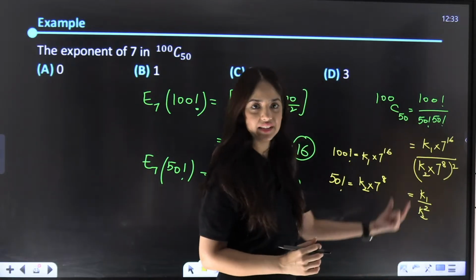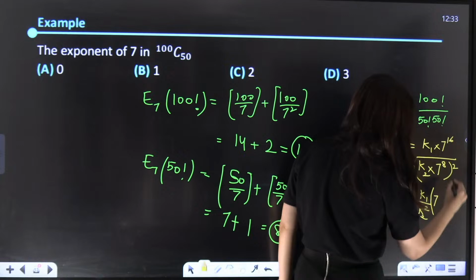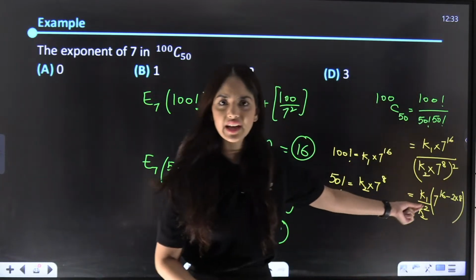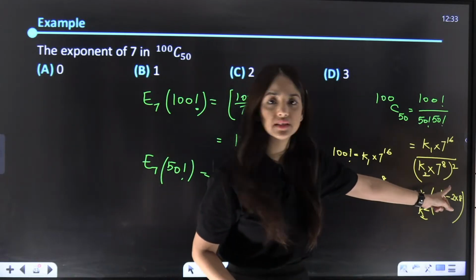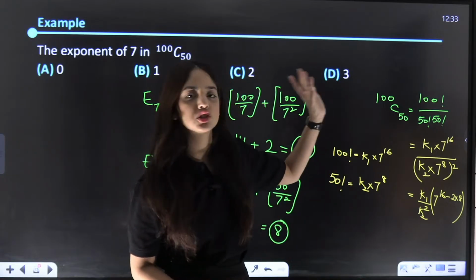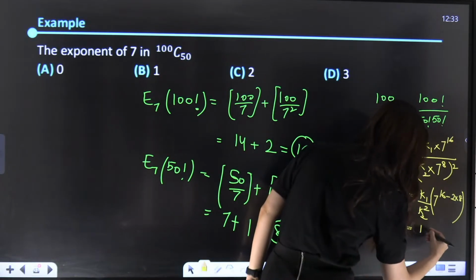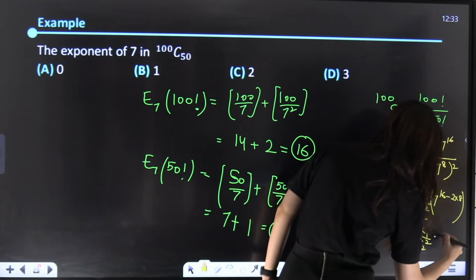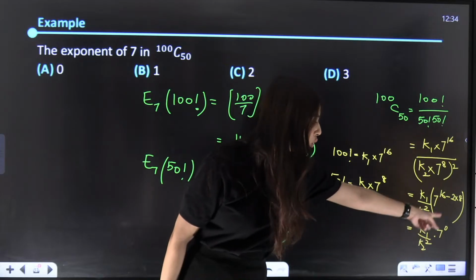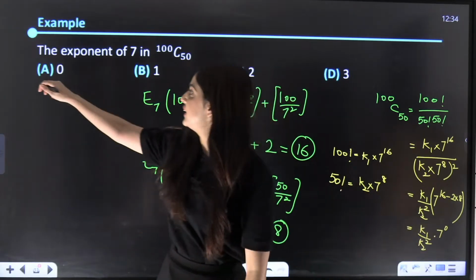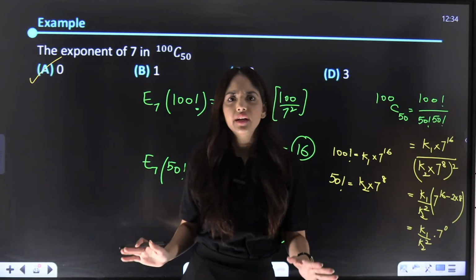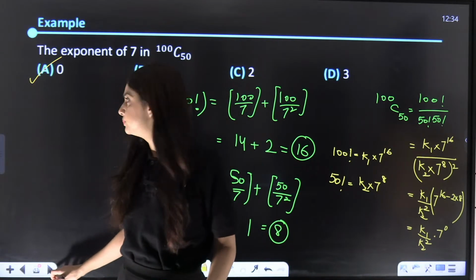These do not have any 7's. This becomes 7 raised to power 16 minus this. Just using exponent rules. So 16 minus 16, 0. That means there will be no 7 in the prime factorization of 100C50. So k1 by k2 square into 7 raised to power 0. So there is no 7 in this part, there is no remaining 7 in the other part. So the correct answer is 0. Okay. So very logically we have to use the formula.